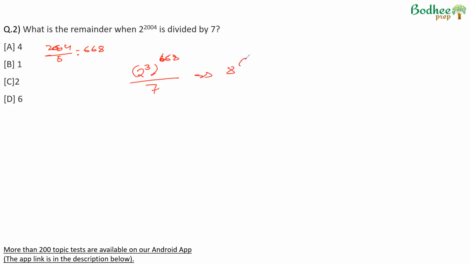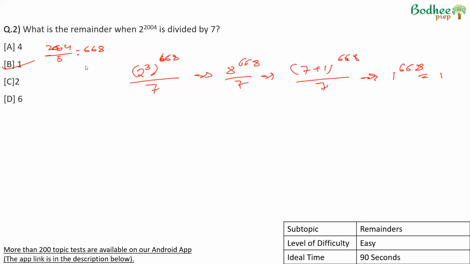2 cube is 8. So we need the remainder here. 8 can be written as 7 plus 1. So 7 is divisible by 7, and the remainder will be 1. So the overall remainder will be 1 raised to power 668, which is nothing but 1. Option B becomes the answer. Direct question. Should not take more than 1.5 minutes to solve. Easy as far as difficulty is concerned.